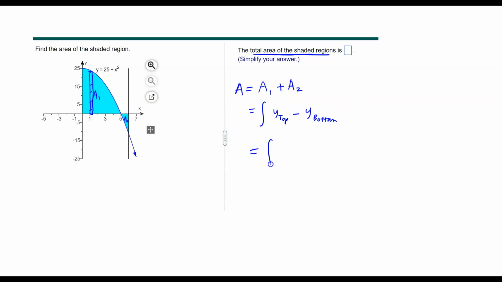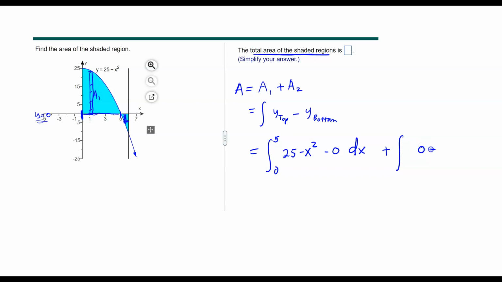So here, the y function at the top is 25 minus x squared. And the y function at the bottom of the strip is the x-axis, or the line y equal to 0. So minus 0, dx. And x runs from 0 up to this point here, which is 5. That's for this area 1. Now for area 2, you do the same thing. You create a rectangle here. Then you would say y at the top. What's the function at the top? That was just the x-axis.